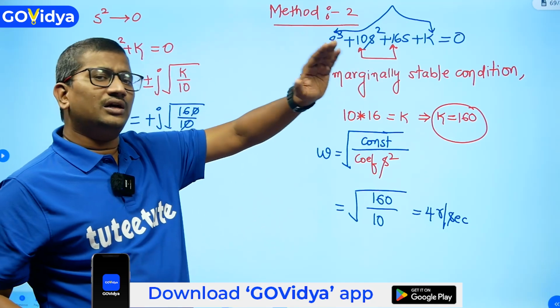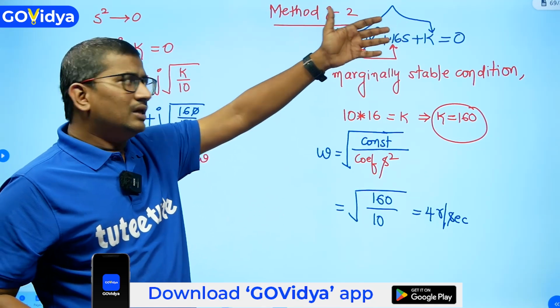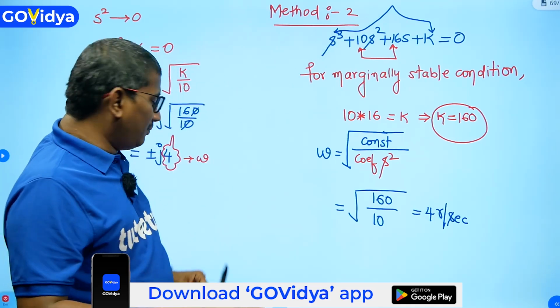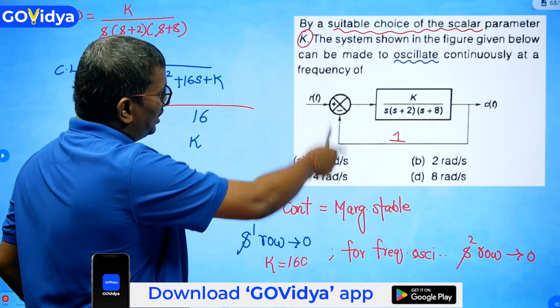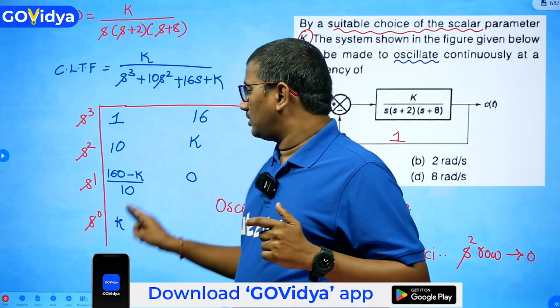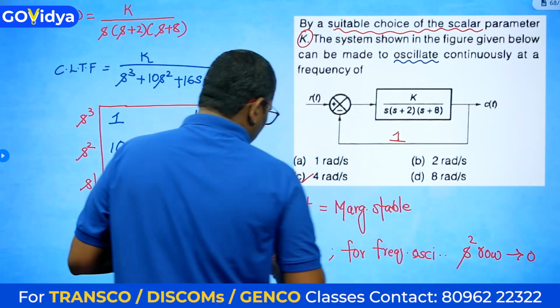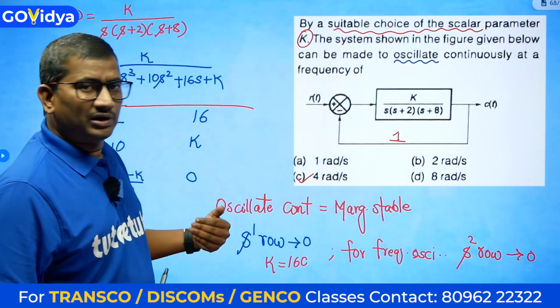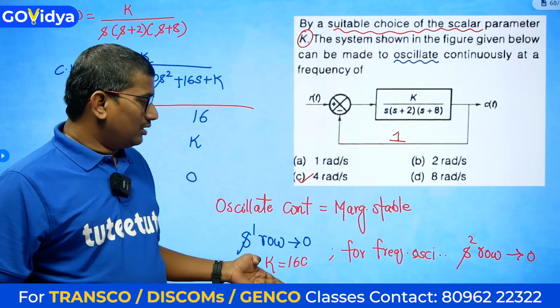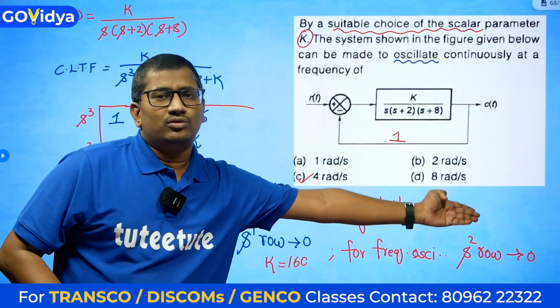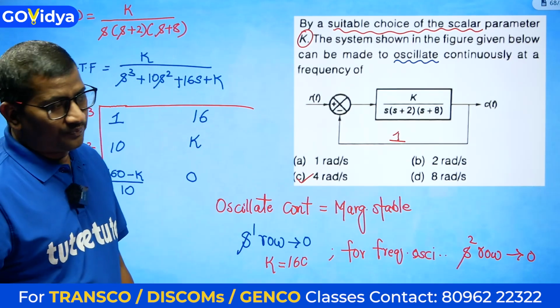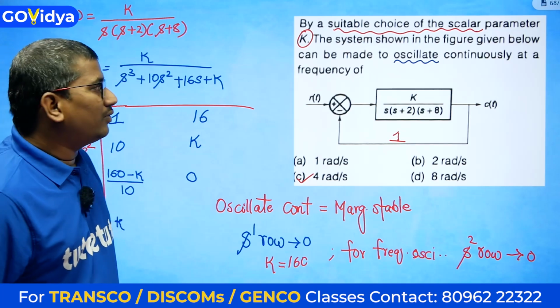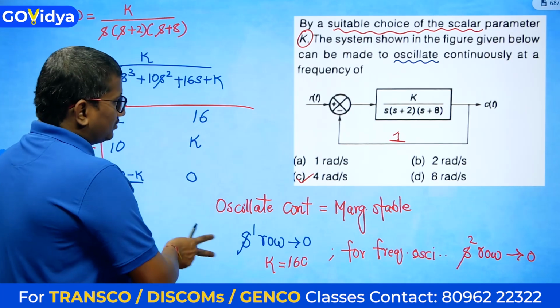If it is beyond third order, fourth order, fifth order, sixth order, the story remains the same, but not with this shortcut. We use this method: first make the s power 1 row 0, then we get the k value. Then we make the s square row 0 to calculate the frequency of oscillations. I hope it is clear. Now let us go to the next question.